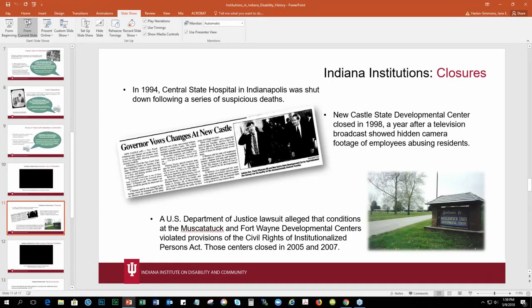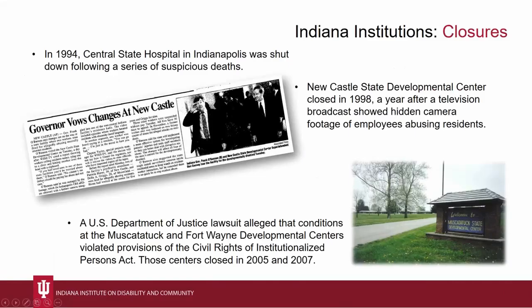A newspaper clipping titled "Governor Vows Changes at Newcastle" is accompanied by a grainy black and white photo of two older white men in suits walking with a crowd behind them. Eventually, these abusive conditions ended with closures of the institutions. Their populations had been decreasing and social attitudes were evolving to the idea that people with disabilities belong in their communities. The work of disability rights advocates absolutely contributed to these changes.